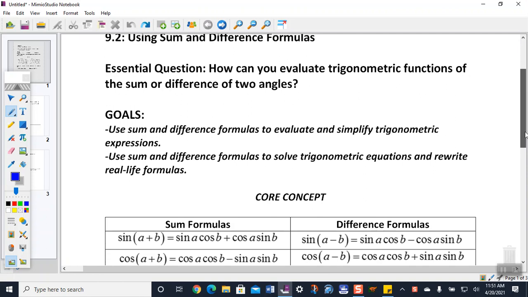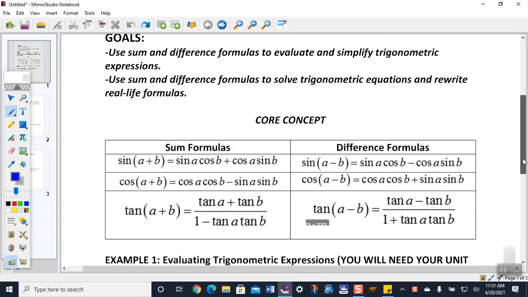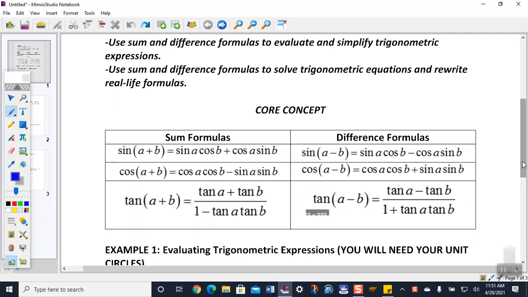But in order to answer the question, we need to be able to use sum and difference formulas. Sum meaning what operation, kids? Addition. Difference meaning subtraction, to evaluate and simplify trigonometric expressions. And so we're going to be doing some simplifying. Then we're also going to use the sum and difference formulas to solve trigonometric equations and rewrite some real life formulas. What's most important for you today is right here.